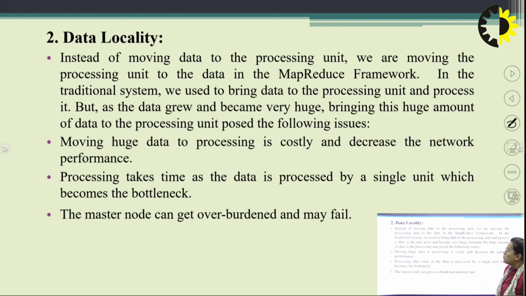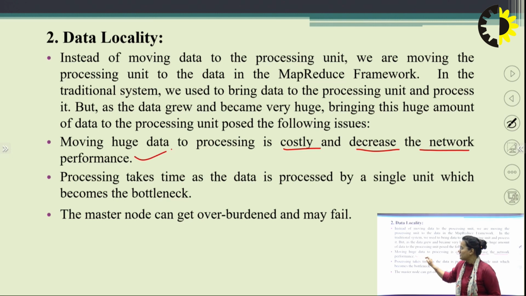First one is moving huge data to processing is costly and decreases the network bandwidth. Second one is processing takes time as the data is processed by a single unit, which becomes the bottleneck. Third issue will be the master node can get overburdened and may fail.